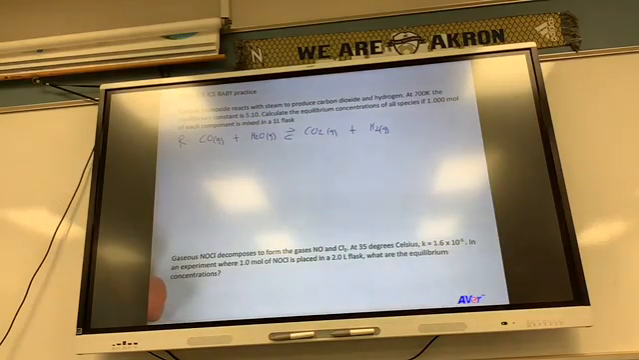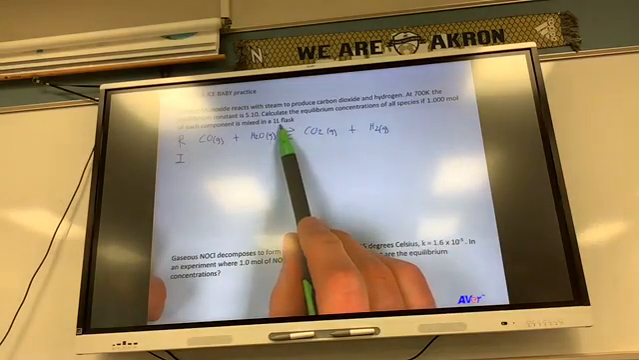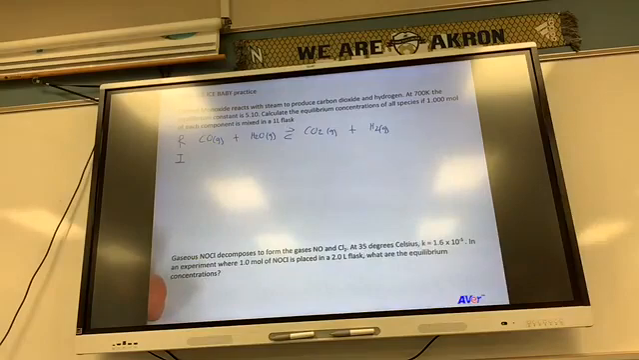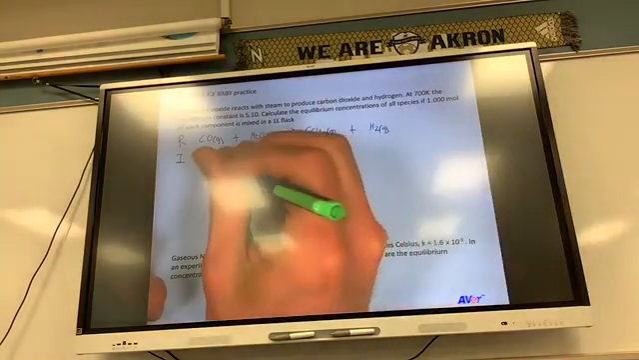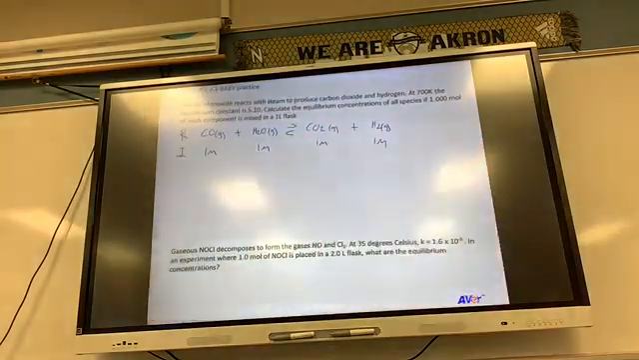Now, for my I, they told me that I had 1 mole of each component in a 1 liter flask. Agreed? That's just 1 molar. So I have 1 molar of everything: 1 molar, 1 molar, 1 molar, 1 molar. How do I know which way this shifts?